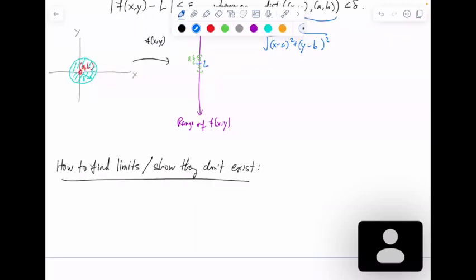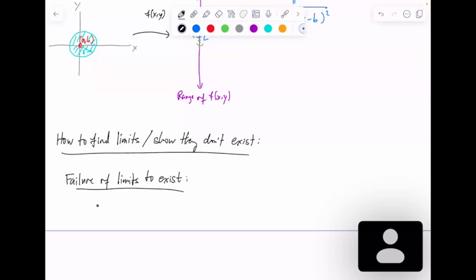So, failure of limits to exist. The most common one, especially in this class, is when you have a function that's badly behaved. It's very clear that no matter how you approach the origin, it's going to go to, say, infinity. Then your limit might not exist, because if your limit is infinite, there's no real number. For example, if you have a function like 1 over x squared plus y squared, then your limit's not going to exist because you're not even bounded anywhere near the origin.